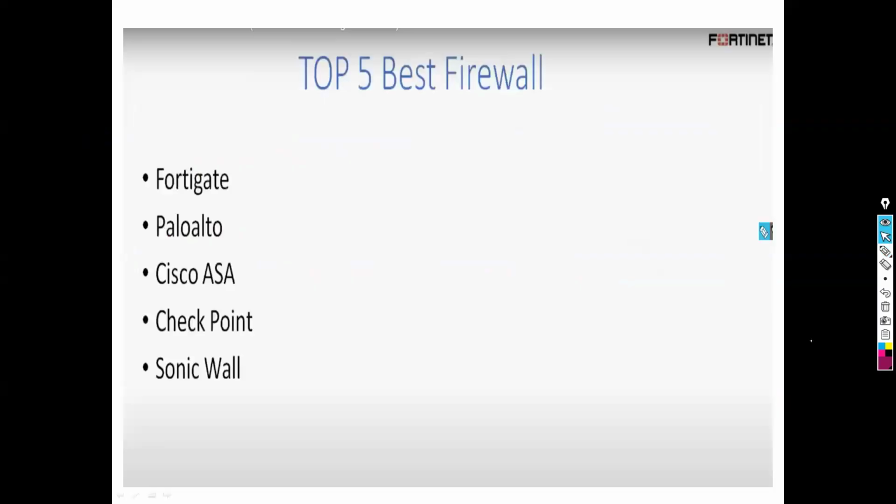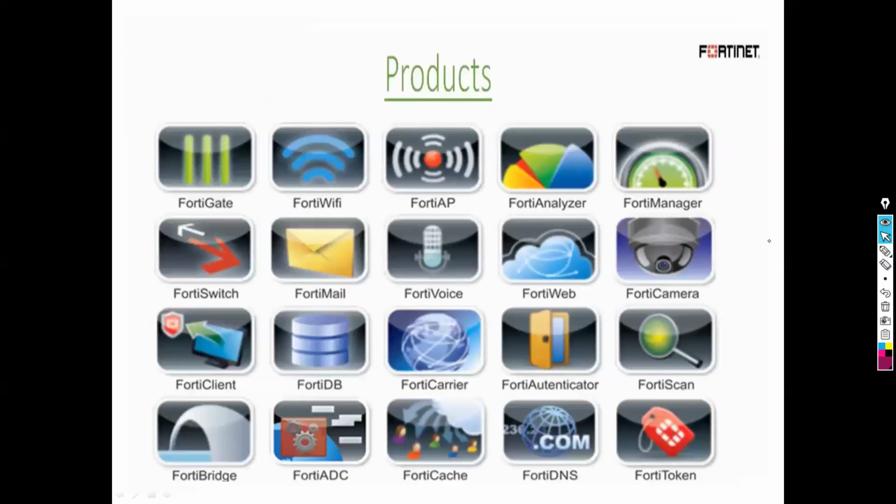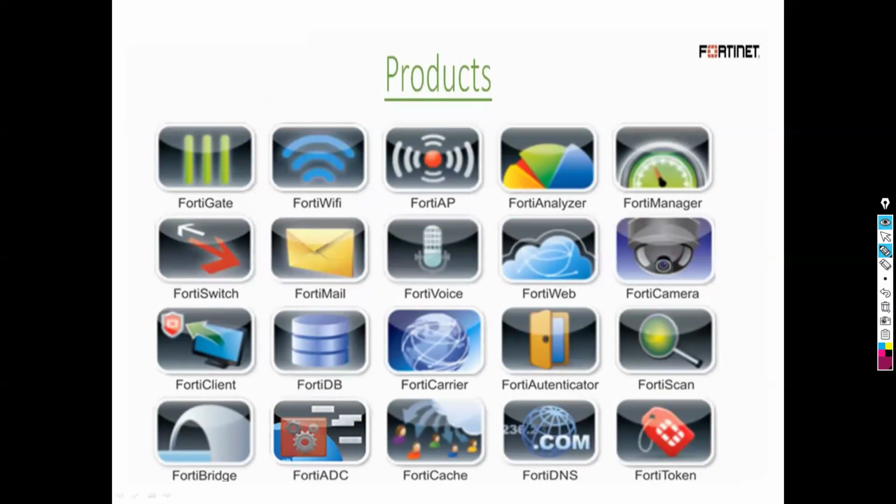If you talk about some history, Fortinet was founded in 2000 by two brothers, Ken and Michael. The company's first product was the FortiGate firewall box, but now they have a lot of products: FortiGate firewall box, FortiWiFi, FortiAP, FortiAnalyzer, FortiManager, FortiCamera, FortiSwitch, FortiMail, FortiAuthenticator. Multiple Fortinet products are now in the market.